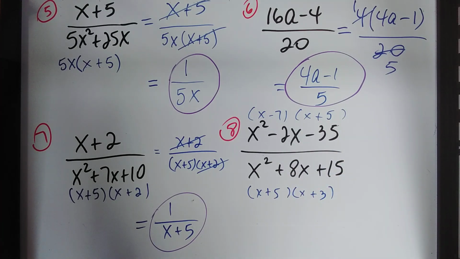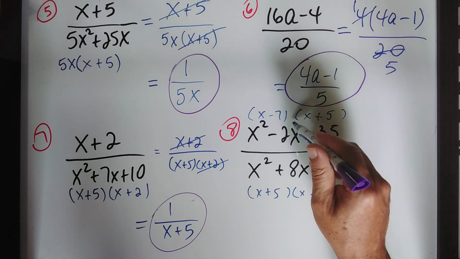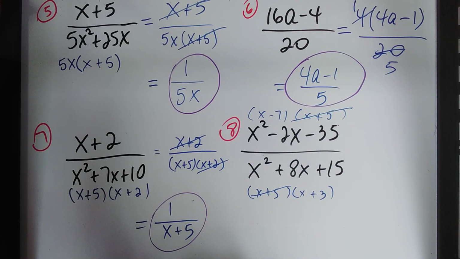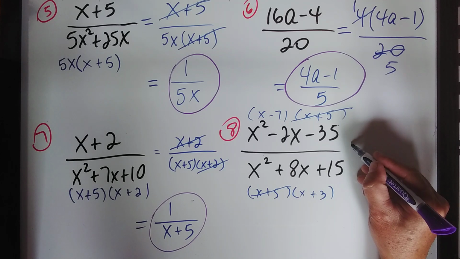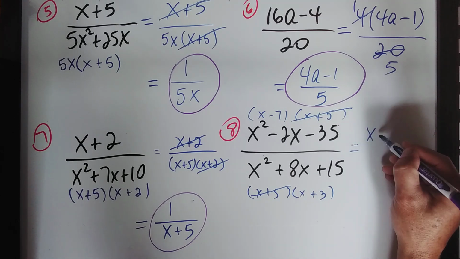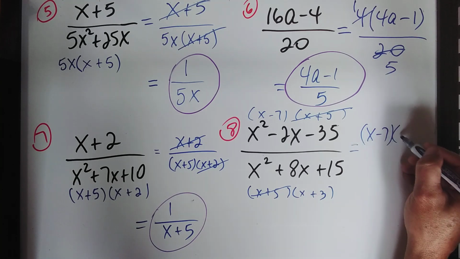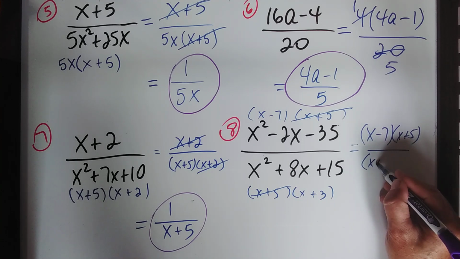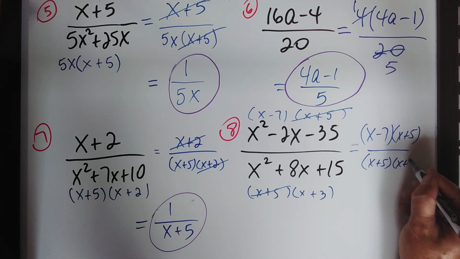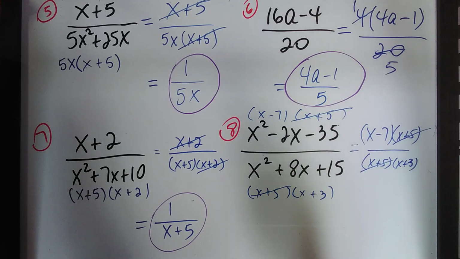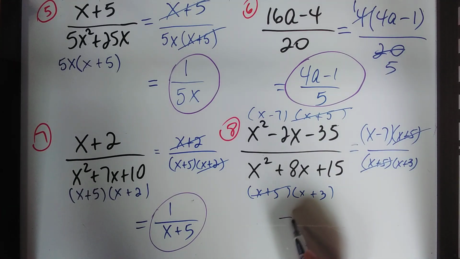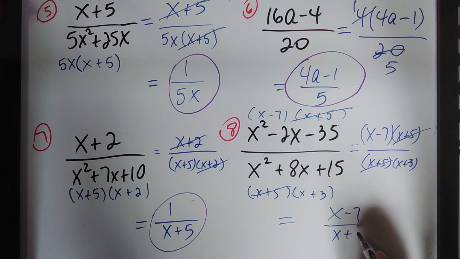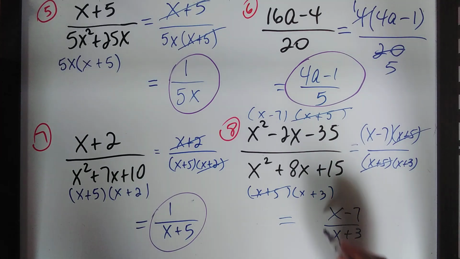That's it. So I notice I have the same factors top and bottom, so I'm going to take them out. Take that one out, take that one out, right? Or if you wish, put it here first so you can see it better. Again, you take them out, right? And then whatever is left is going to be my answer. So what is left? X minus 7 over x plus 3. And that's going to be my answer.